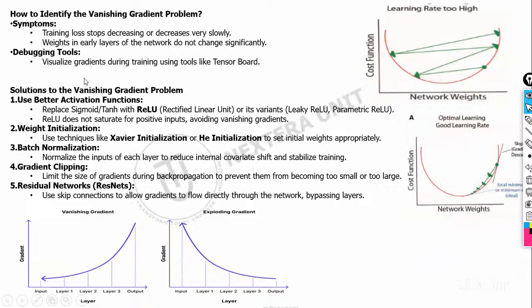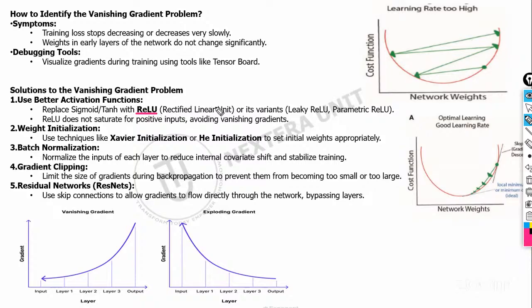Anyhow, I'll also talk about this slide, probably the symptoms and all. So whatever you are seeing here, this is the graph of the gradient descent algorithm. What is this gradient descent algorithm? We'll talk later. So the solution for the vanishing gradient problem was given with the ReLU activation function. So replacing sigmoid and tanh with ReLU.